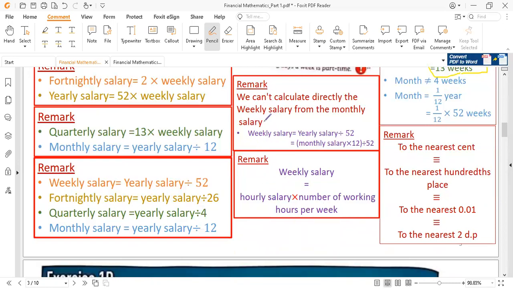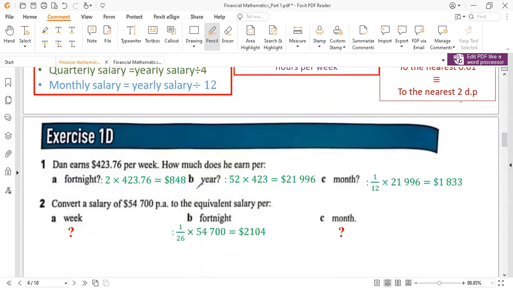And you should know that we can't calculate the weekly salary directly from the monthly salary, because the month is not equal to 4 weeks. But we should know that the week is 1/52 of the yearly salary. And the yearly salary is the monthly salary by 12. So it is easy to manage all this information once you know it.